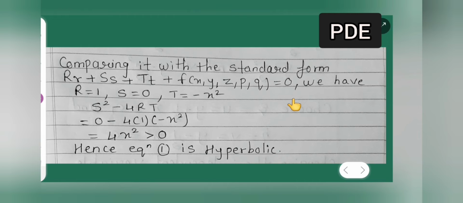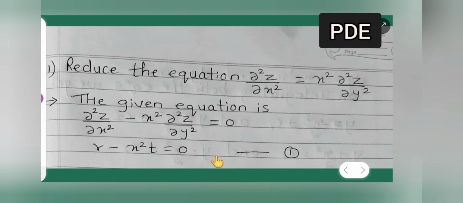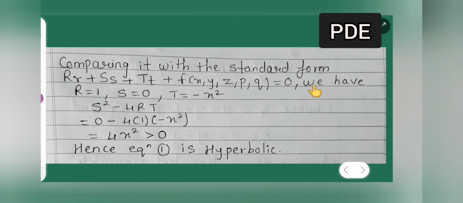Secondly, what you all have to do is compare it with the standard form. You have to compare this equation 1 with the standard form, so that you all know whether this equation is parabolic, hyperbolic or elliptical. For that, compare it with the standard form: r·r plus s·s plus t·t plus f of x, y, z, p, q is equal to 0.